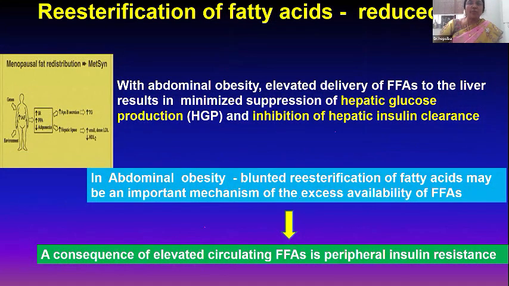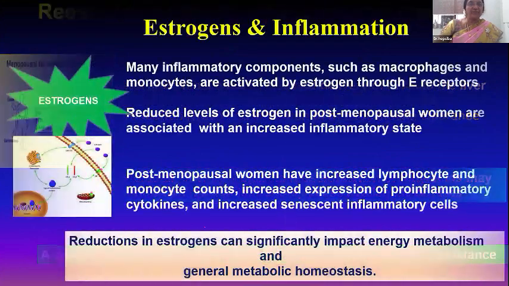So when there is abdominal obesity, as I already mentioned, there are increased free fatty acids, which minimize the suppression of hepatic glucose production and inhibit hepatic insulin action. This blunting of re-esterification again increases the excess availability of free fatty acids, which is the culprit for peripheral insulin resistance.